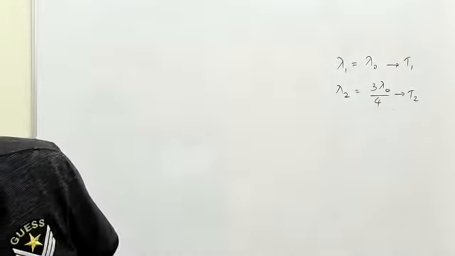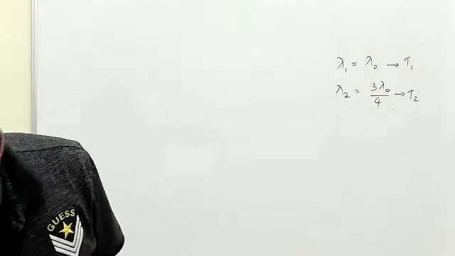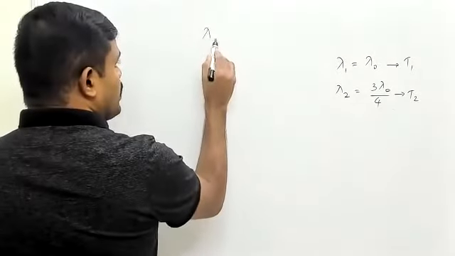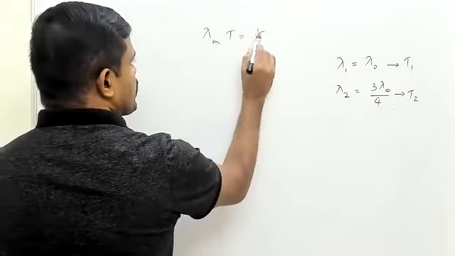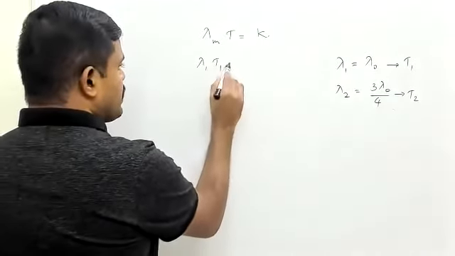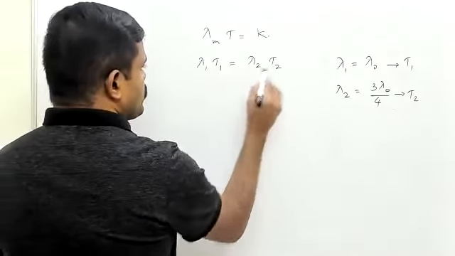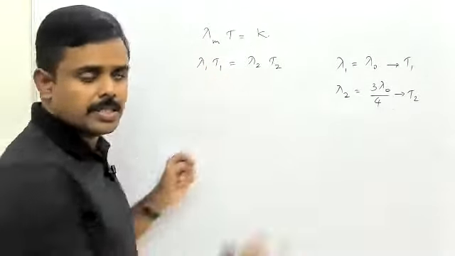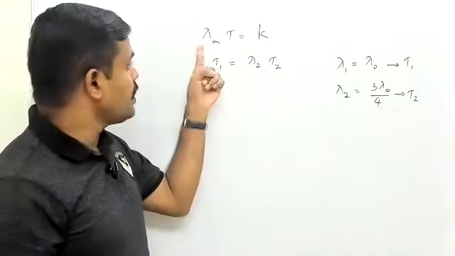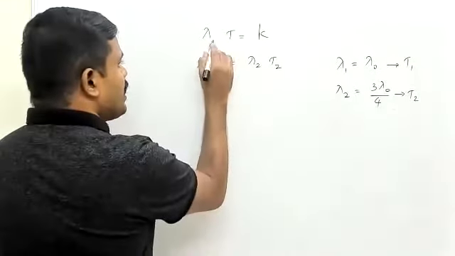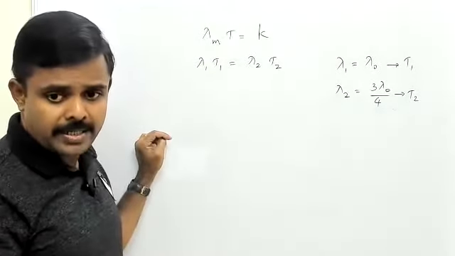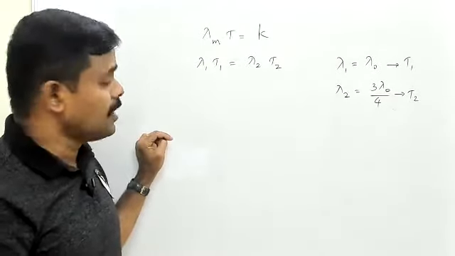They are talking about energy radiated, right? Power radiated or energy radiated. I'll tell you. What do we say about this? Lambda m into T is equal to a constant. Correct. Which means lambda 1 T1 is equal to lambda 2 T2. This is what Wien's displacement law says, right? The product of lambda and T is a constant.